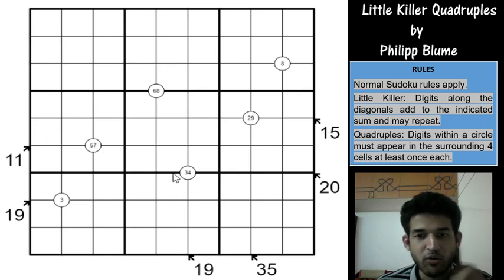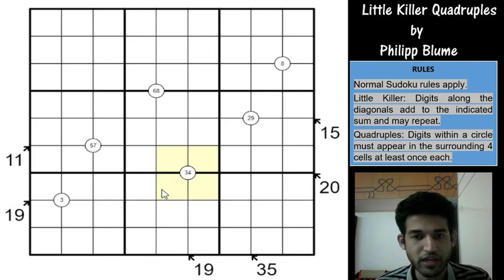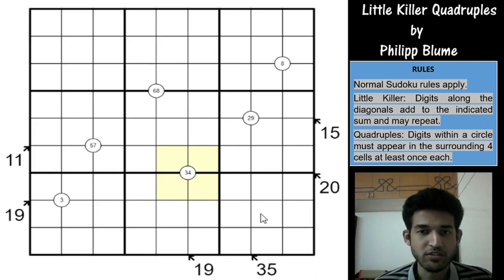The next part is the quadruple clue. So you will have some quadruple clues given inside the grid. For example, if you take this 3, 4, this 3 and 4 must be present at least once in the 4 cells encompassed by that. They can be present more than once, but must be present at least once. So these are the rules. With that, we'll start this Sudoku by Philip.